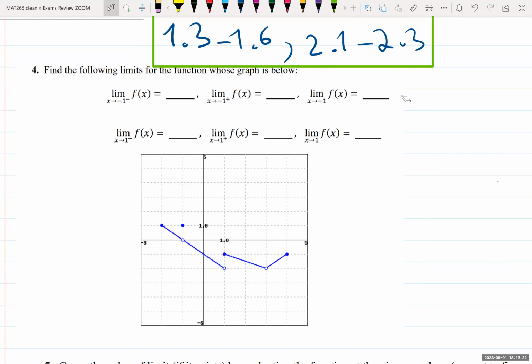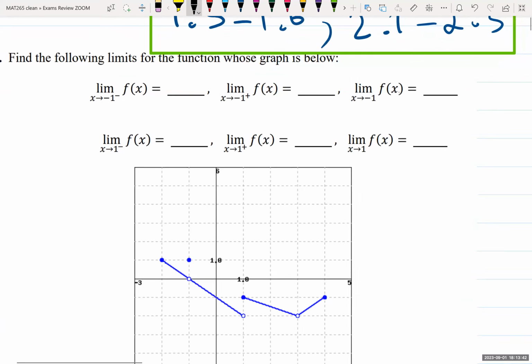Classical, this is from your homework. We copy everything from your homework. So some graphs, you will recognize them if you practiced homework. This graph definitely is familiar to you, I think. So from the graph, let's answer all of those questions. Limit from the left, limit from the right, and just limit. So in this case, -1.